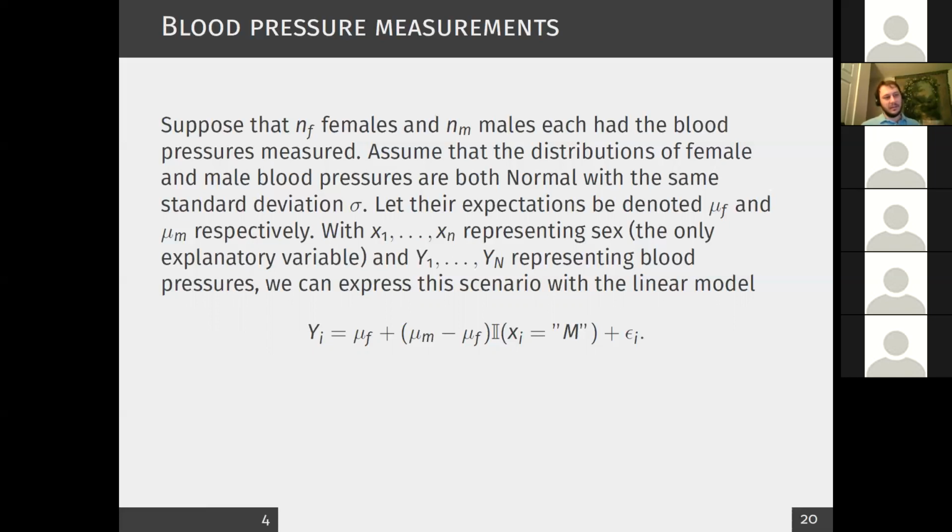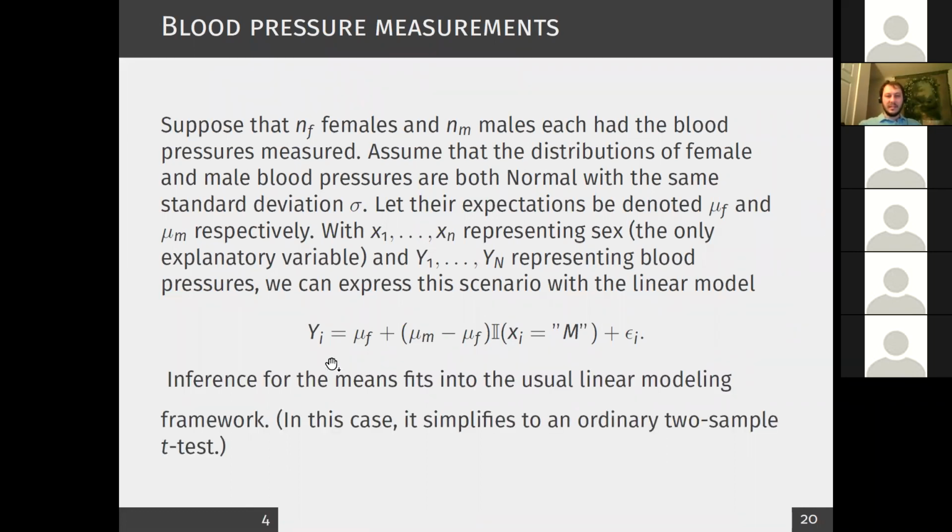You say, well, the female measurements are from some normal distribution centered at mu F with some standard deviation sigma. The males are going to be draws from another normal distribution with its own mean, mu M, and its own variance. Well, maybe often you'll assume it's the same variance. You can do it either way. And that's an ordinary t-test scenario.